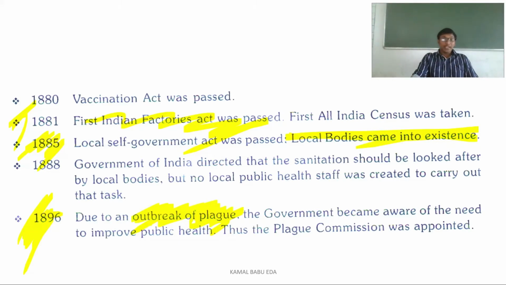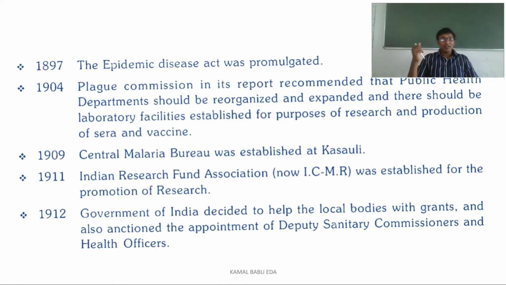In which year did the plague erupt? In the year 1896. And in the year 1897, another act was promulgated, which is called the Epidemic Disease Act. There were a lot of epidemics coming during those times, and they learned a great lesson from the disease plague.